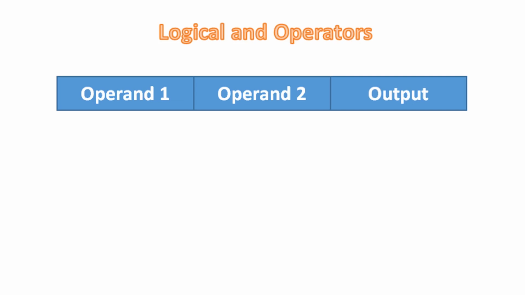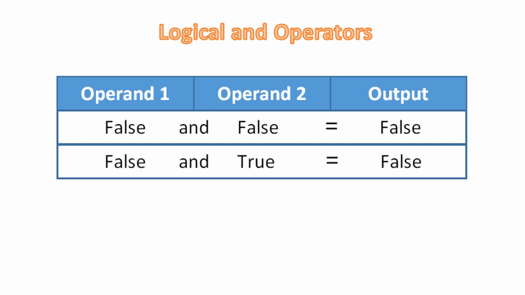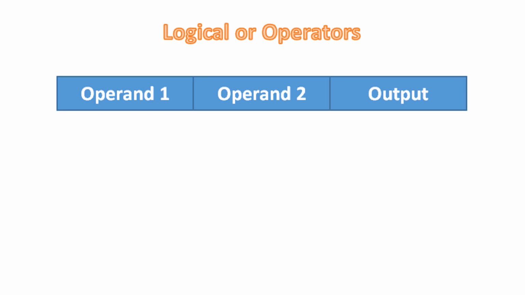Logical AND operator. Let's combine operand 1 and operand 2 using the logical AND operator with different combinations. When both operand 1 and operand 2 are false, then the output is false. When one operand is false and another operand is true, then the output is false. Only when both the operands are true, then the output is true. Or in other words, when any one operand is false, the output becomes false.